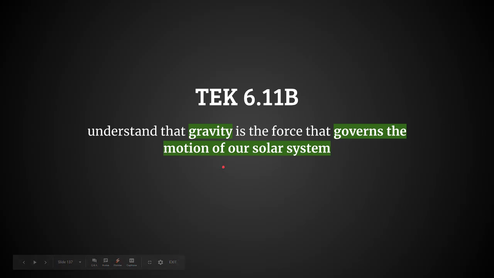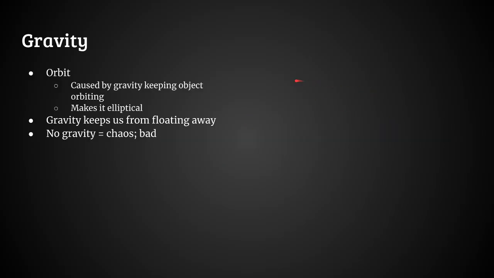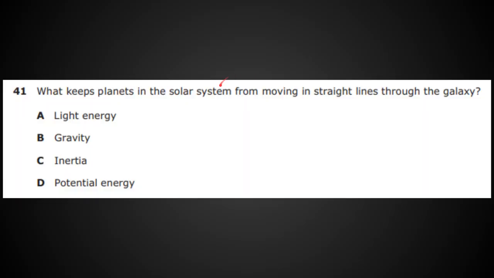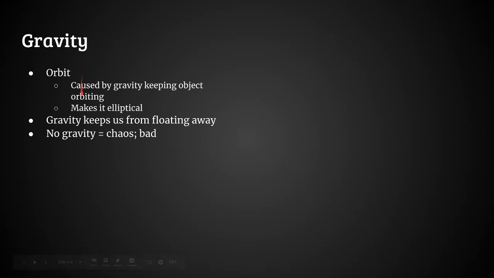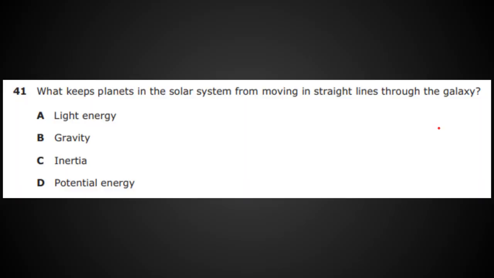Take 6.11B, gravity governs the motion of our solar system. So gravity is what keeps our orbits elliptical. Keeps us from floating away, and obviously no gravity would be very bad. So, good job, gravity.